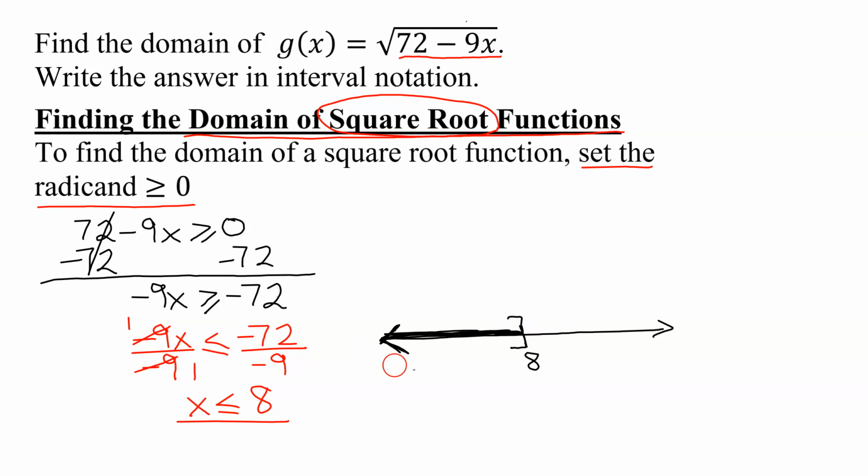So there's my graph. And my interval notation is just a contraction of that graph. Where's my interval start? At negative infinity. Don't forget you always use parentheses on infinity and negative infinity. So my interval is parentheses negative infinity, comma, 8 with a square bracket on it. So there is my answer in interval notation.